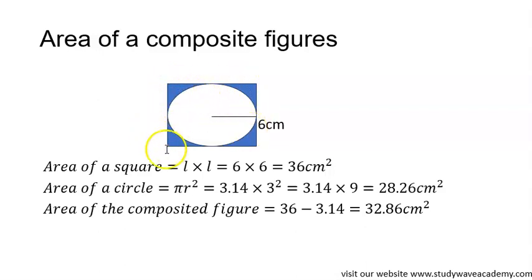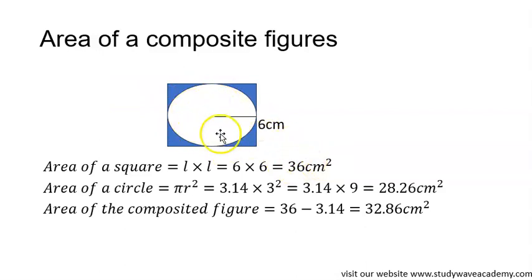Remember the formula for looking for the area of the square? L times L, length times length. You know all sides of the square are equal. So here is 6 centimeters, so L times L is equal to 6 times 6. 6 times 6 is going to give you what? 36 centimeters square, right? So the area of the square is 36 centimeters square.